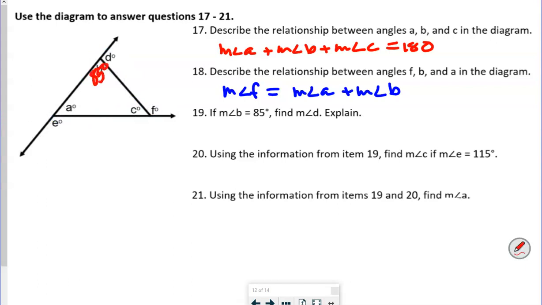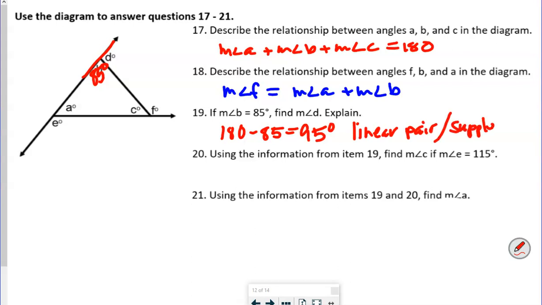Okay. So now it says if the measure of B is 85, we're going to put that right there, 85 degrees, find the measure of angle D. So these two angles form a linear pair, so aren't we going to go 180 minus 85? That's going to be equal to 95 degrees. And that's because they are a linear pair. And we could say they're supplementary too, right?